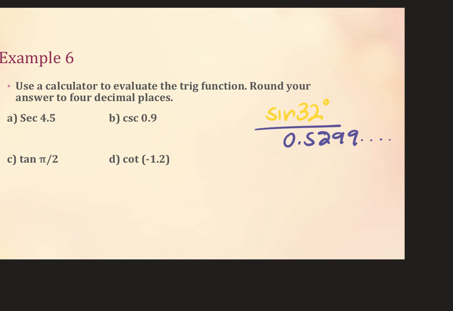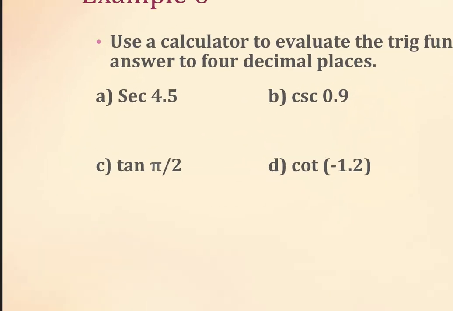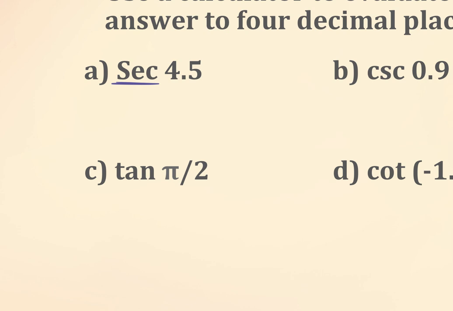So I'm going to go mode, go down to radian, select it. Now secant is not on your calculator. There is no button that says secant. But what is secant? 1 over cosine. So we're going to do 1 over cosine 4.5, 1 divided by cosine 4.5. And I get negative 4.7439.